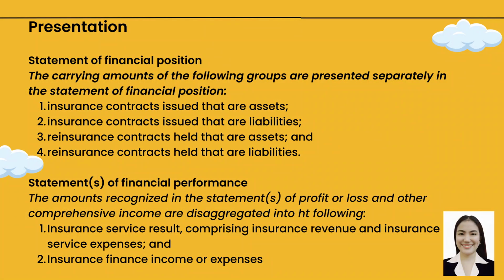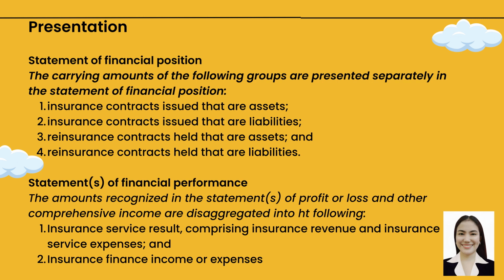So we have here presentation, statement of financial position. The carrying amounts of the following groups are presented separately in the statement of financial position. A. Insurance contracts issued that are assets. B. Insurance contracts issued that are liabilities. C. Reinsurance contracts held that are assets. And D. Reinsurance contracts held that are liabilities.